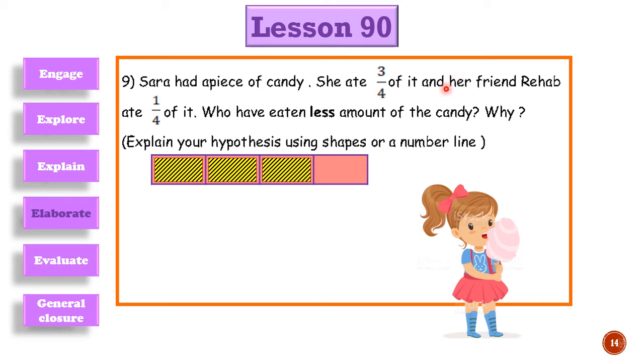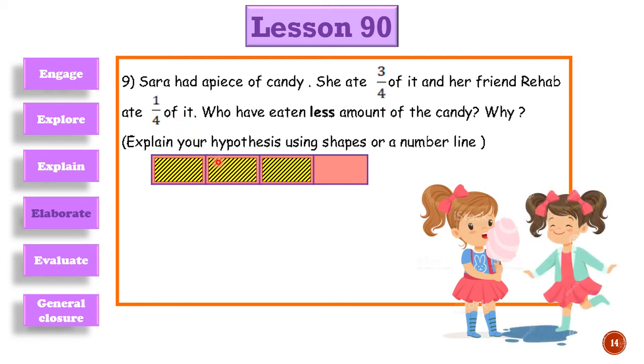Now her friend Rehab ate 1/4 of it. Her friend Rehab ate how many parts out of 4? Just 1 part out of 4. Who has eaten the less amount of candy, Rehab or Sarah? If I look here at this candy part, Rehab ate less than Sarah.